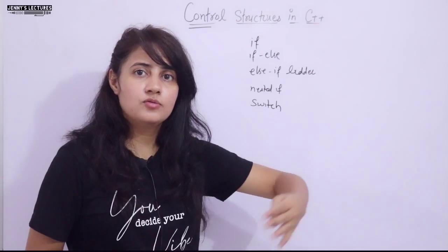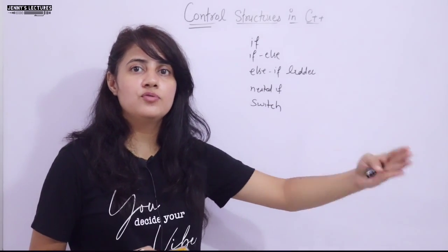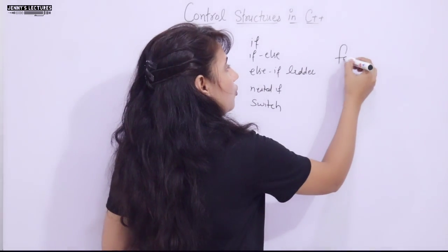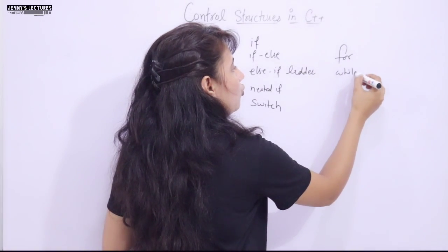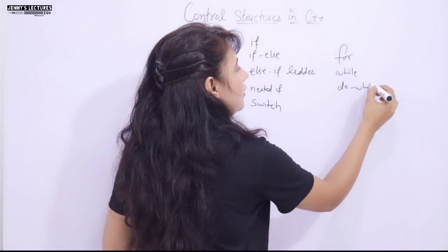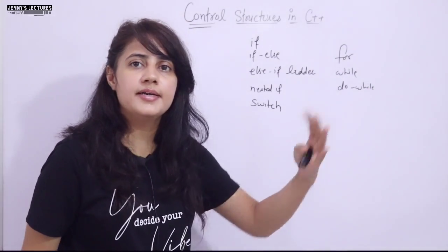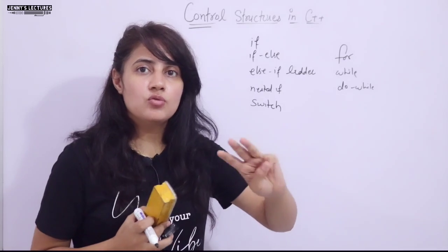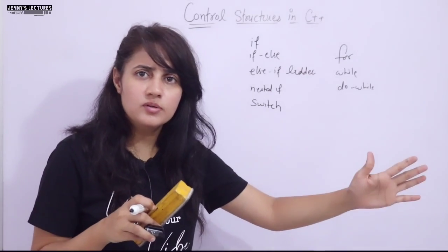Then we do that thing with the help of iterative statements, and iterative statements are for loop, while loop, do while loop. Simply you can say loops. Those come under iterative statements or iterative control structure. So basically there are three types of control statements: sequential, that is by default.